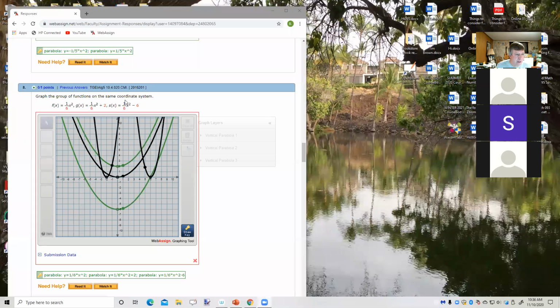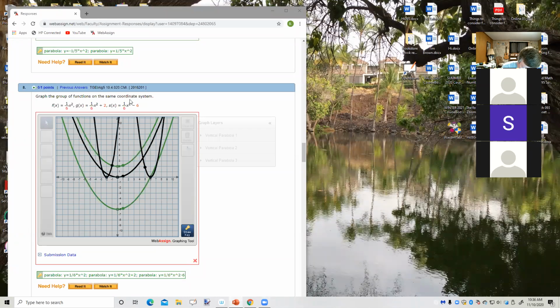All right. So now we're going to take a look at problem number 8. And we have 3 functions that we're supposed to graph. Now, if you look at it, the graphs that are in black are the ones that the student entered. The graphs that are in green, I believe, are the correct answers. So let's see what we've got here.